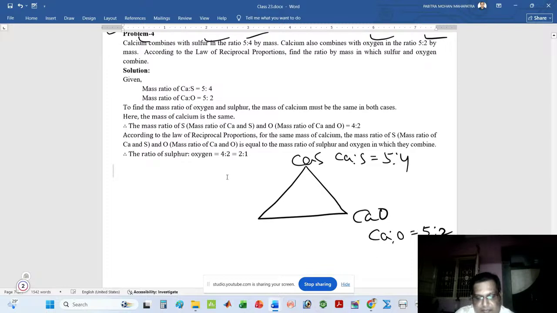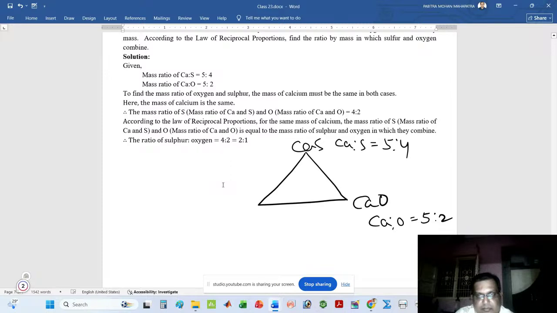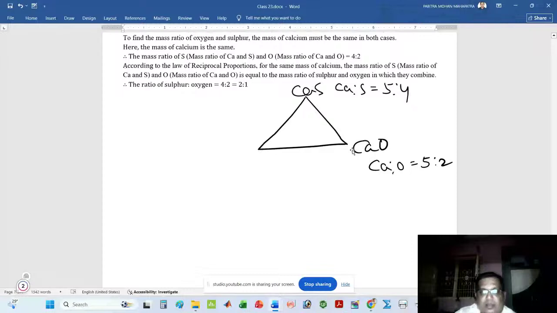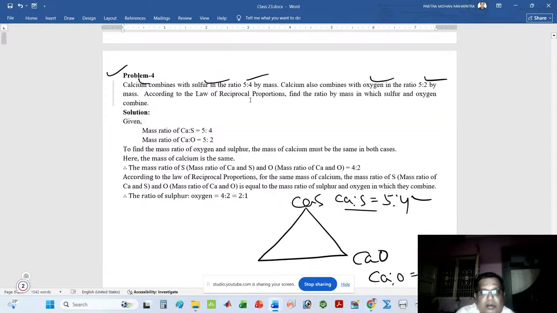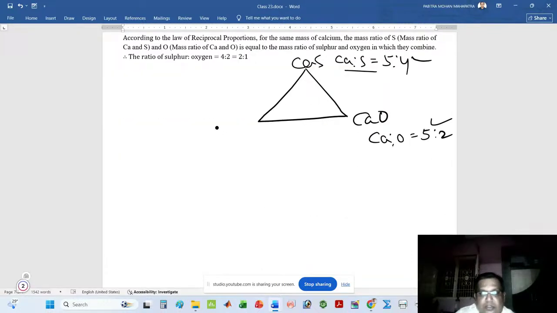Look at the problem, you can easily understand. Here the calcium sulfur ratio is 5:4. Here the calcium and oxygen ratio is 5:2. Now think about the other element. According to the law of reciprocal proportion, find the ratio of mass in which sulfur and oxygen will combine. That means the compound must be a sulfur oxygen compound, and our target is to find the ratio of sulfur and oxygen. This is our target.